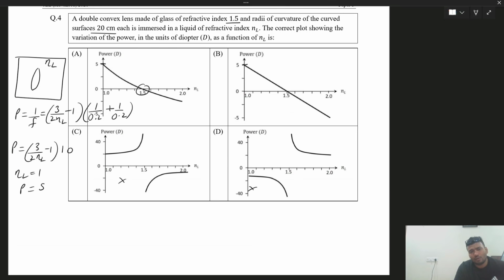And one more thing, for eta 1.5, if I put it like this, 1.5 minus 1.5 is 0, so power will be 0, right? Okay. And if I take a very dense kind of medium, so eta L tends to infinity, the power will tend to minus 10 diopter. So basically that is the asymptote, right? So minus 10, beta, here A and B both are not going, but based on all this discussion we can say option 1 is correct, because option 2 has a similar trend, but the only difference is that it is a straight line, and this equation is not going to give you a straight line. So option A is correct.